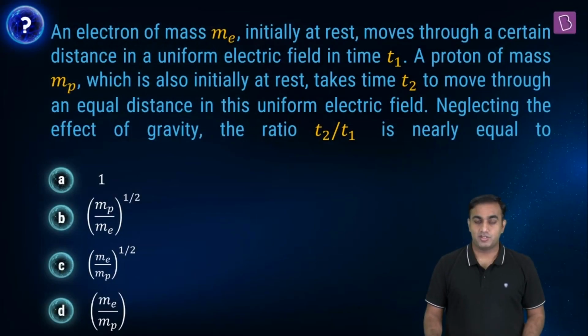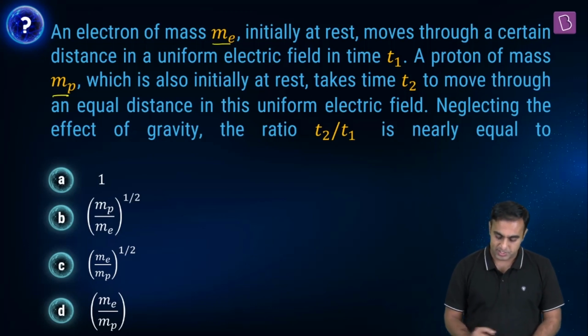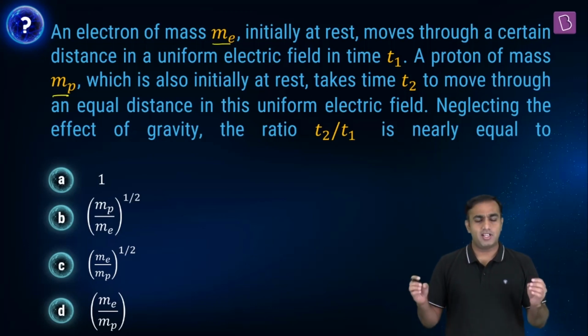Here we have a question based on the concept of motion of a charged particle kept in a uniform external electric field. We are considering here two particles. One is an electron, the other one is a proton. Their masses are taken as ME and MP respectively. They both are initially at rest and released in a uniform external electric field region.